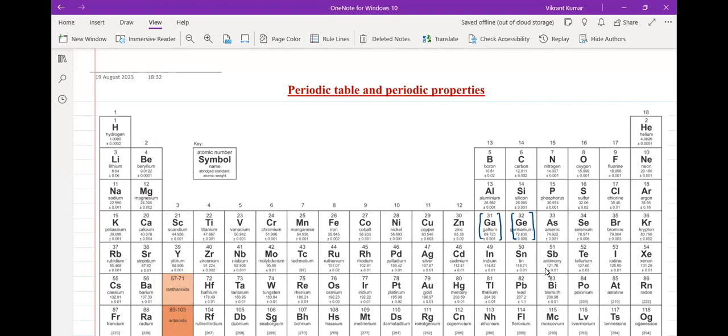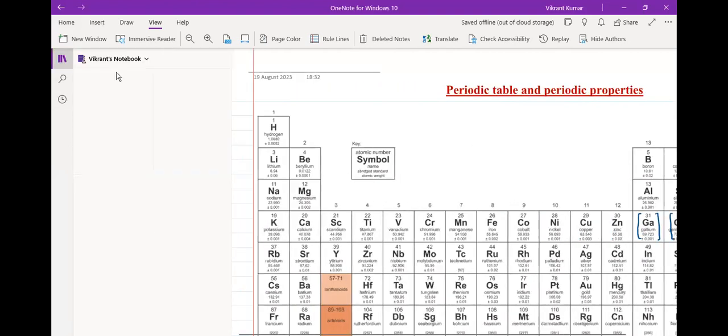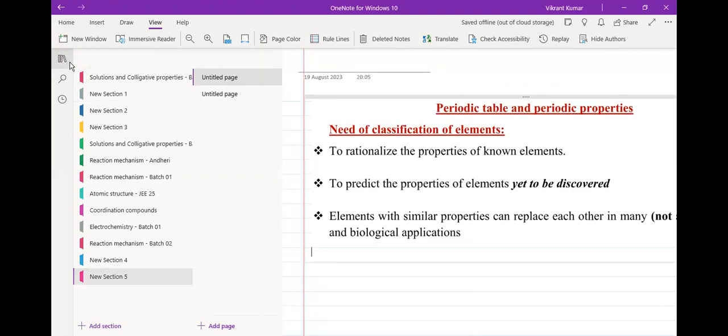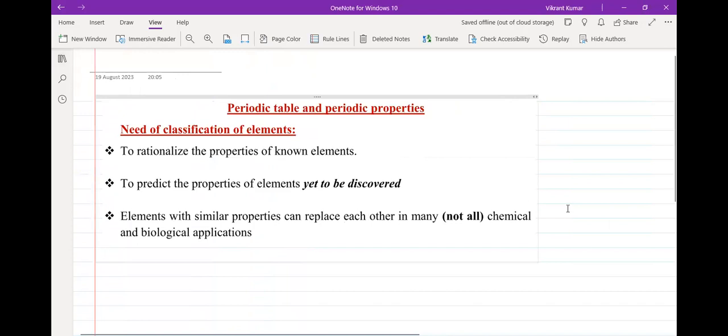So that's why I told you that one point is we can have the prediction about the properties of those elements also which are yet to be discovered. Is it okay? Clear for everybody?